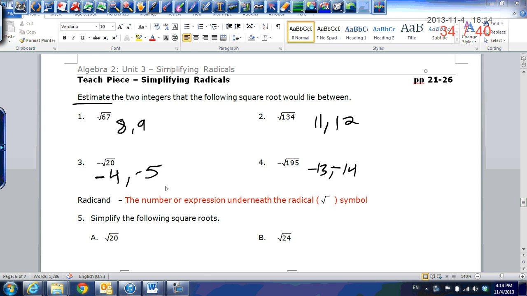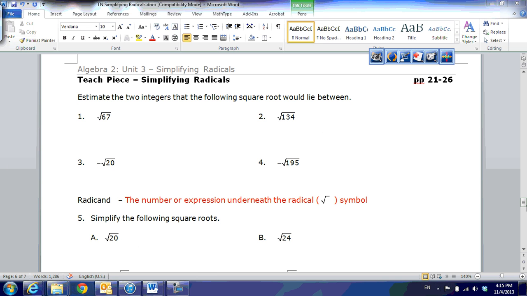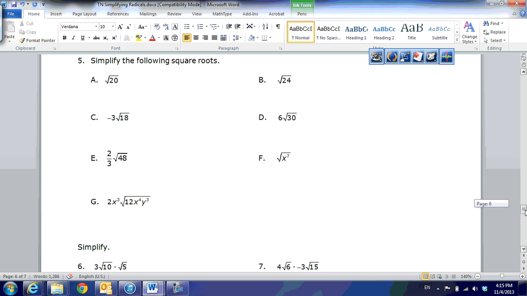The next part, radicand. The radicand is just the thing underneath the square root. So vocabulary-wise, if that pops up on the SAT or ACT or PSAT or whatever, it's just so that you know that. Next thing we're going to do is just simplify.